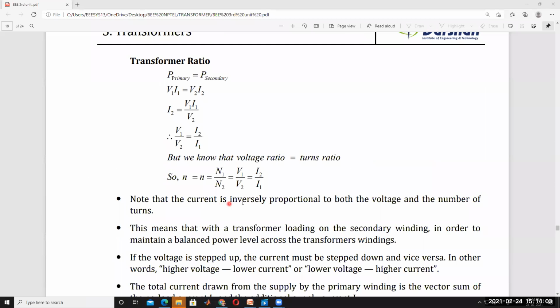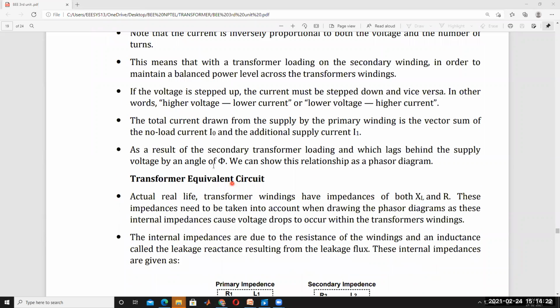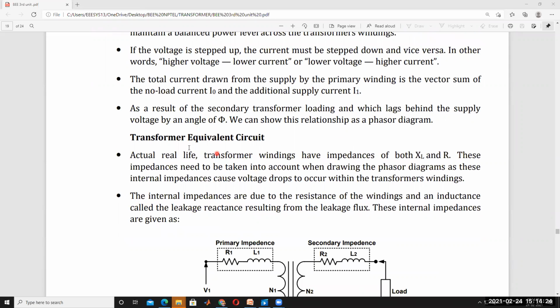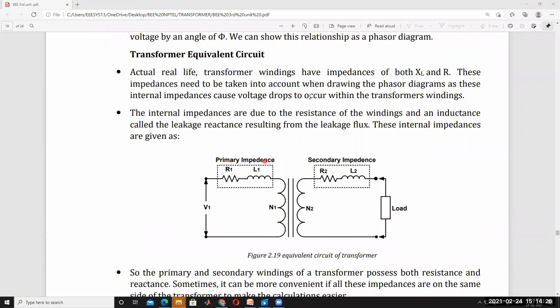We know that the current is inversely proportional to both the voltage and the number of turns. When the number of turns is increasing, the voltage is increasing, but the current is decreasing. So that is the concept. This is called the equivalent circuit of the transformer, the equivalent circuit diagram of the transformer.